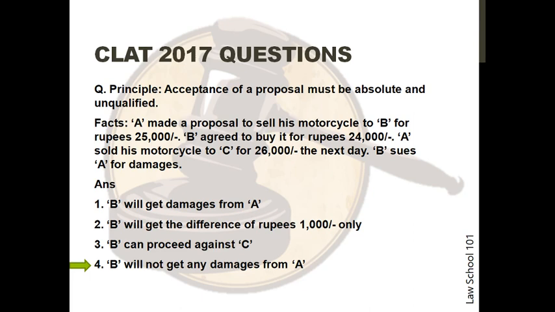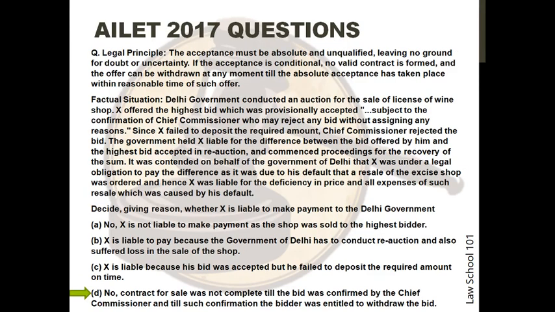Hence, B will not get any damages because no contract has been broken, and nor did A owe any obligation to B with regards to selling of the motorcycle. Now, we move on to questions from IDA 2017. The first question is legal principle.